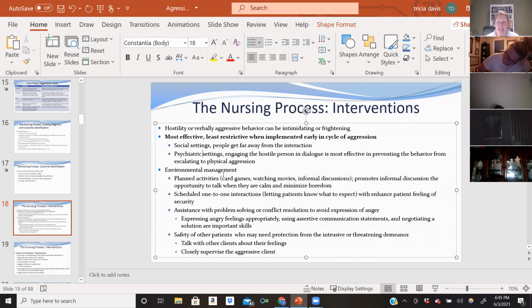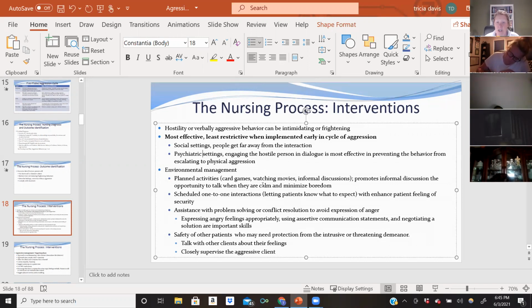Safety of other patients who may need protection from the intrusive or threatening demeanor. So we ultimately have to protect the patient who is getting ready to be violent, but we also have to protect all the patients around them who are not, who could be subjected to that patient's abuse. So if we see that something's going to happen, we want to move patients out of the way, get them to another room, and try to intervene as early as possible to protect everyone, staff members and the other patients.